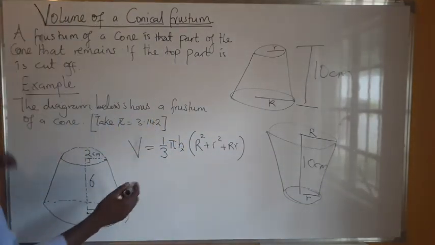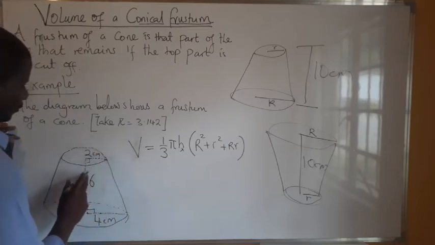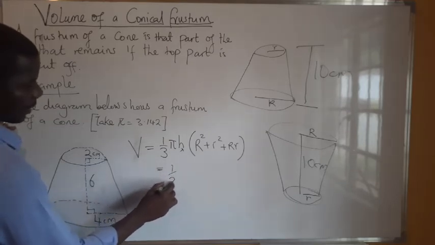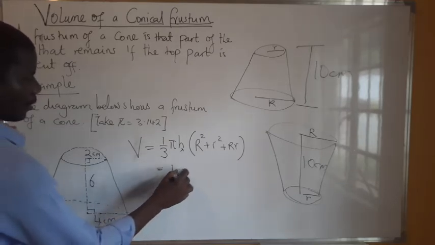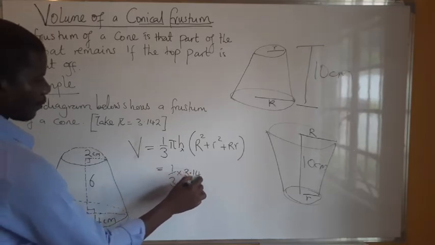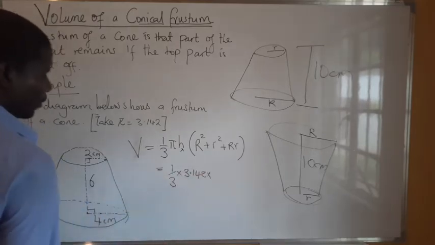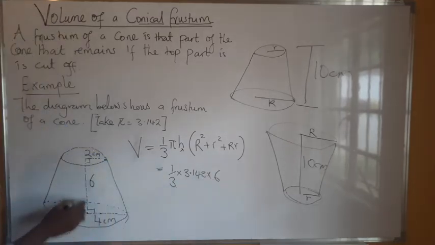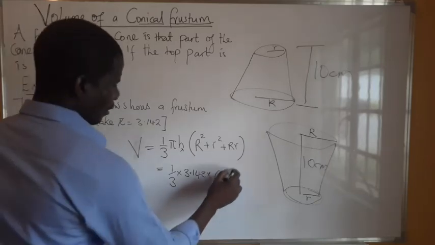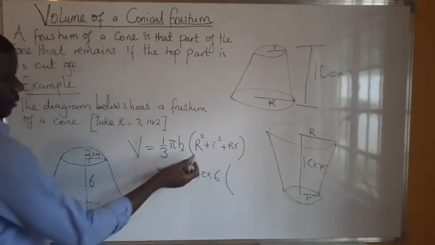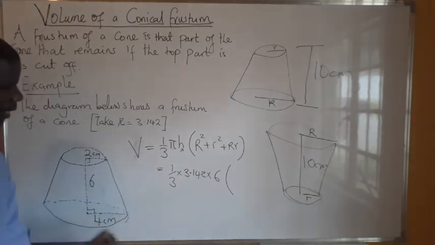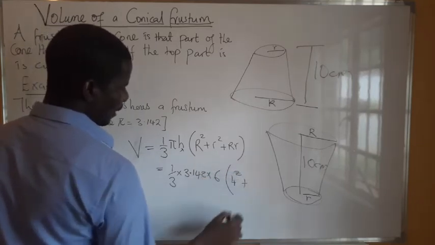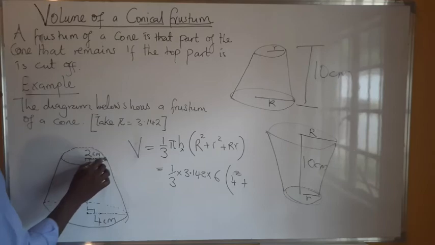So in our example, we have 1 over 3 multiplied by 1.142 multiplied by 6, which is our height here. Then in the brackets, the radius of the bigger circle is 4, so you need to square this 4, plus the radius of the smaller circle here, which is 2.